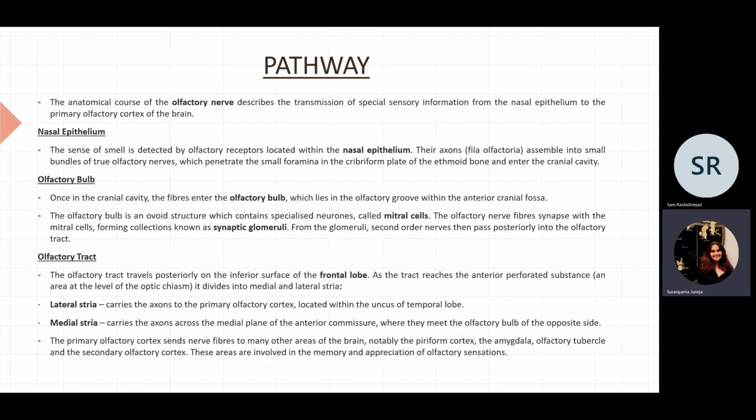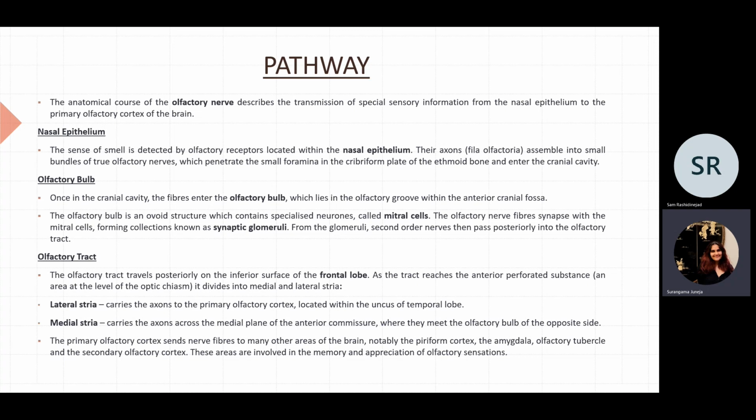So, next slide, talking about the pathway, it's important to be able to draw a map in your head essentially. So we talk about how it starts from the nasal epithelium, goes into the olfactory bulb, which is in the anterior cranial fossa. After that, it gets all of the olfactory nerve fibers, which get collected in the synaptic glomeruli, and then it moves into the olfactory tract, the most important thing being that it's present in the inferior surface of the frontal lobe.